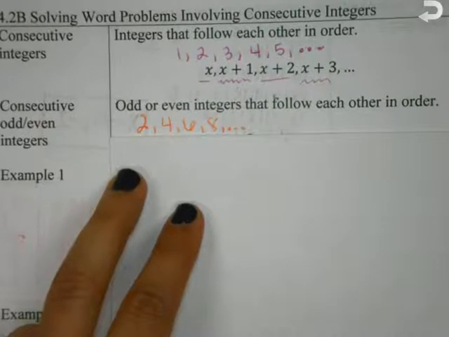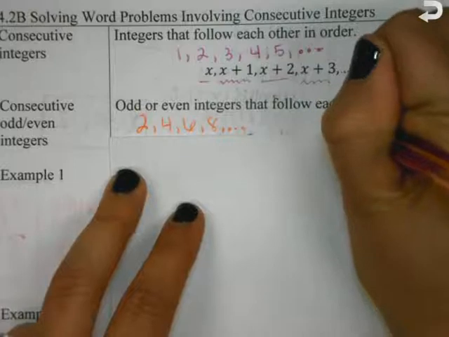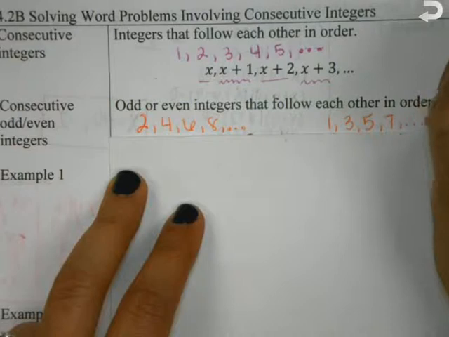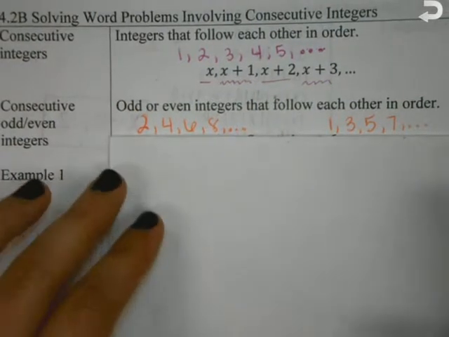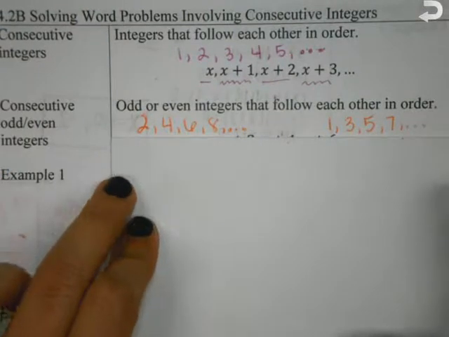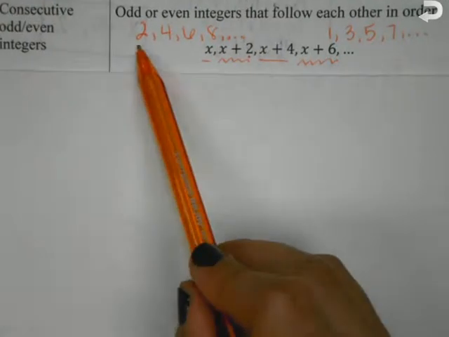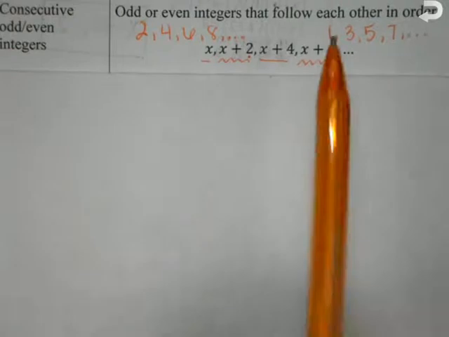What about odd numbers that follow each other? 1, 3, 5, 7, so on and so on. Okay? And it doesn't always start with 1 or 2. I'm just using those as an example. But for our odd integers or even integers, we also have a rule. Okay, so does that make sense, guys? Even though this one was evens and this one was odds, you're still adding by 2 each time. It doesn't matter which one you're doing, still adding by 2 each time.